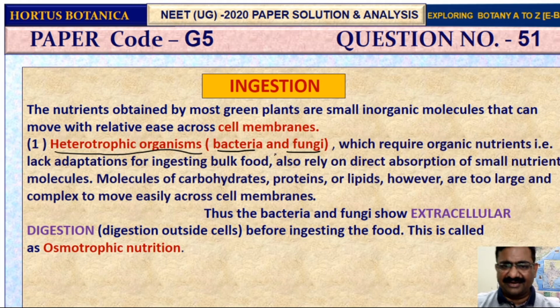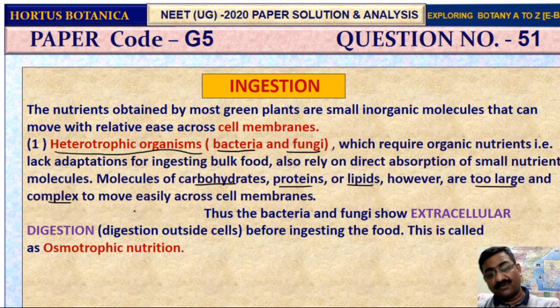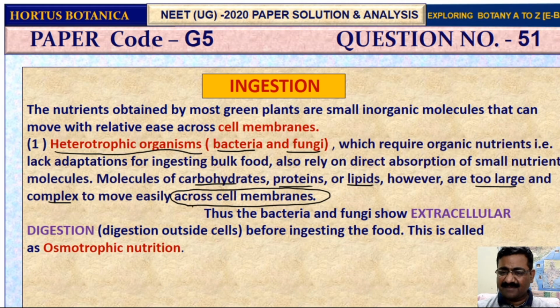They execute their heterotrophic nutrition, and the important carbohydrates, proteins, lipids are large particles and complex structures. They cannot easily move across the cell membrane. So what happened? They execute phagocytosis and pinocytosis. So this is cell engulfing. We are talking about endocytosis. This is the endocytosis. Ingestion is there.